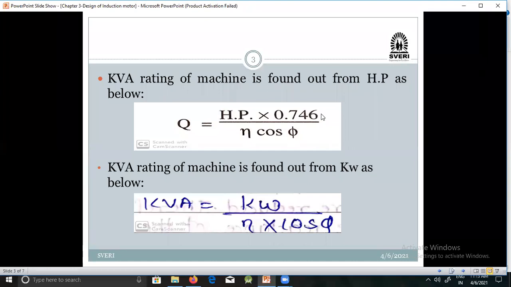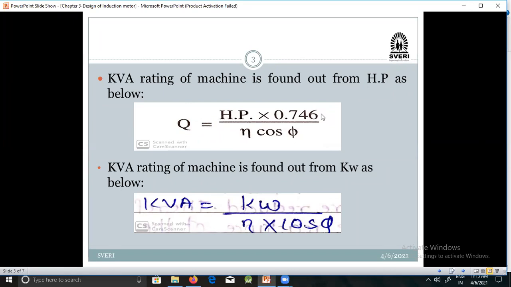That time what you have to do, you have to use this formula: HP into 0.746 divided by efficiency into cos phi, where HP is the given rating or output in horsepower, and 0.746 is the constant, divided by efficiency into the power factor, which is the cos phi. But if the rating is mentioned in kilowatt, how to do? Simple formula: kilowatt divided by efficiency into power factor.